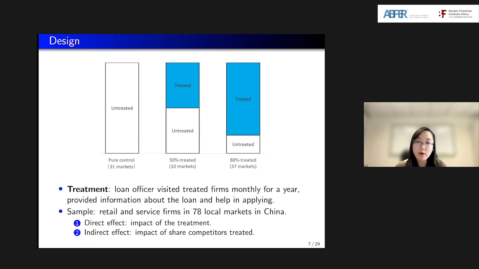So we have a sample of 78 local markets in China, and we first randomize those markets into 3 groups. First, we have 31 pure control markets in which we did not offer the intervention to any firms. Then we have 10 half and half markets in which we offer the treatment to 50% of firms in those markets. And lastly, there are also 37 80% treated markets in which we select 80% of firms and then provide the intervention. And in both 50% and 80% treated markets, firms were randomized to receive the treatment.